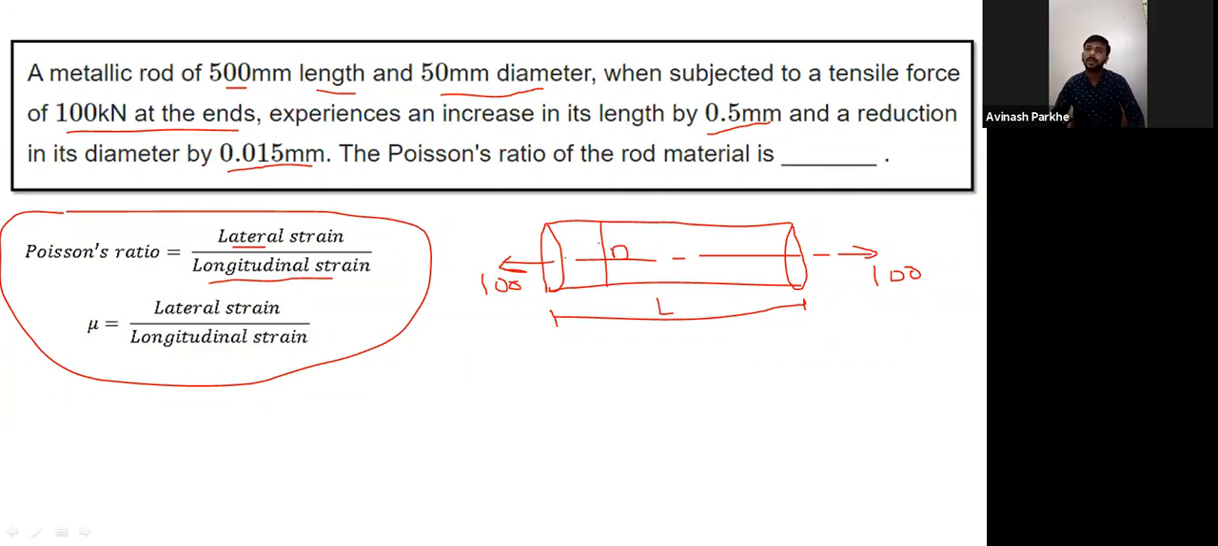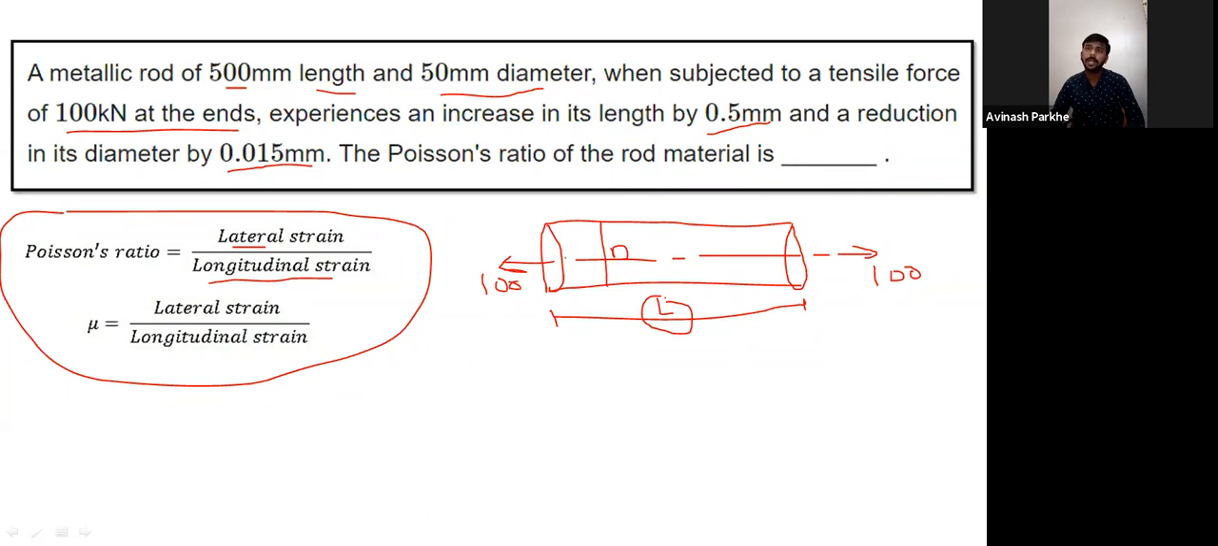What it indicates: one metallic rod is there and that metallic rod has length L of 500 mm. Its diameter is 50 mm. Due to this 100 kilonewton force, what happened? There is an increase in length. Why does length increase? Because this length parameter is provided in the direction of force. Therefore, there is an increase in length. But what about the other dimension? Whatever the diameter is, that diameter goes on decreasing because it is not provided in the direction of force.